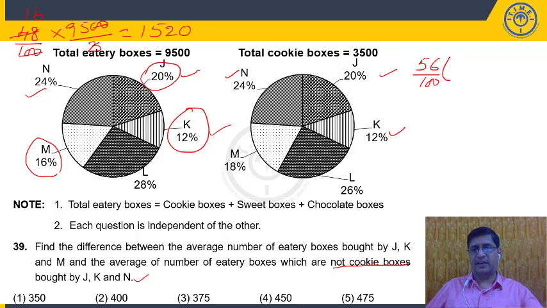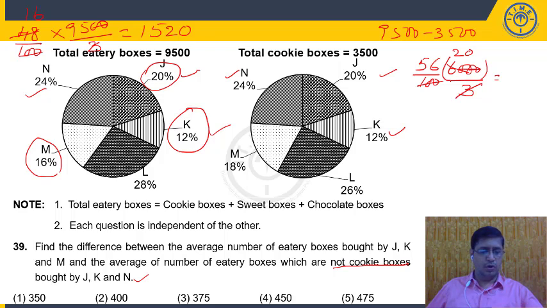3500, subtract from 9500, the result is 6000. 9500 minus 3500 is 6000. So what is the average? Average means divide by 3. The two zeros get cancelled, and 3 goes exactly 20 times. So what is the result? Now multiply this.